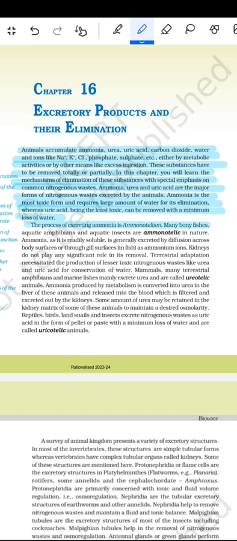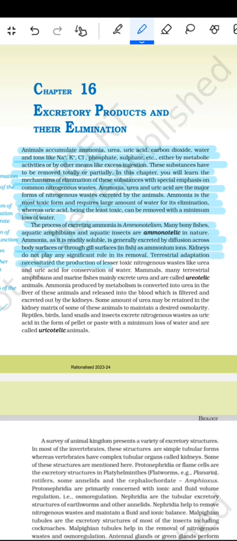The process of excreting ammonia is ammonotelism. Many bony fishes, aquatic amphibians, and aquatic insects are ammonotelic in nature. Ammonia, it is readily soluble, is generally excreted by the diffusion across the body surface or through the gill surface in the fish as the ammonium ions. Kidney do not play any significant role in its removal.